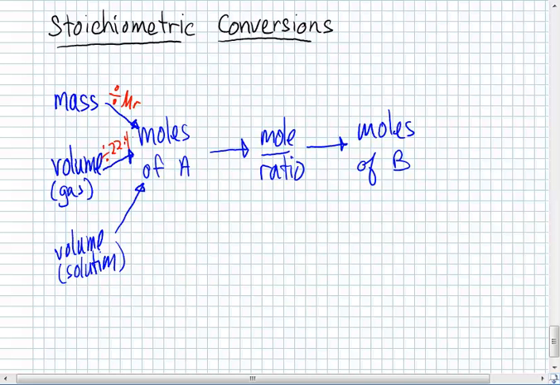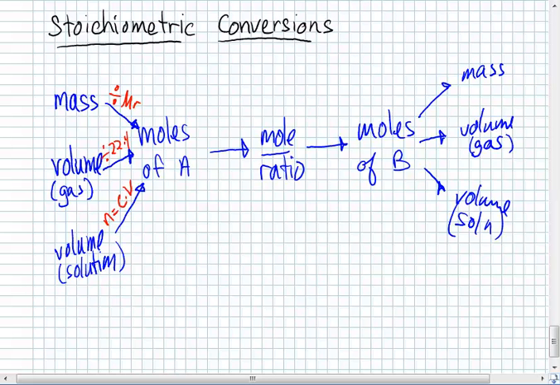And to go from volume of a solution, if you have volume, you need to multiply volume times concentration. n is equal to C times V, and that'll get you moles of A. And then by multiplying by a mole ratio, just like any other conversion factor, that'll get you into moles of B. And then you can do the same thing. You can go to mass of B or any of the other ones, volume of a gas or volume of a solution. Okay, and those are all things that we've done before. So the only new part then is this mole ratio. Everything else is just a mole conversion.